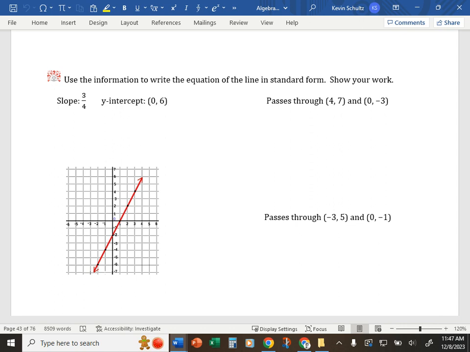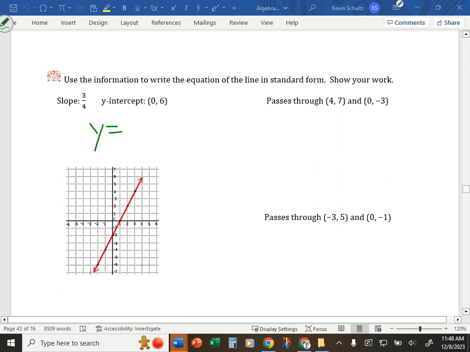It says, use the information to write the equation of the line in standard form. Show your work. Now, to write something in standard form, you can start with slope-intercept form, right? Because the whole point of the objective was to go back and forth between the two. So if I tell you the slope of the line is 3/4 and the y-intercept is 6, what's the equation of that line in slope-intercept form? Y equals 3/4 x plus 6. Good.